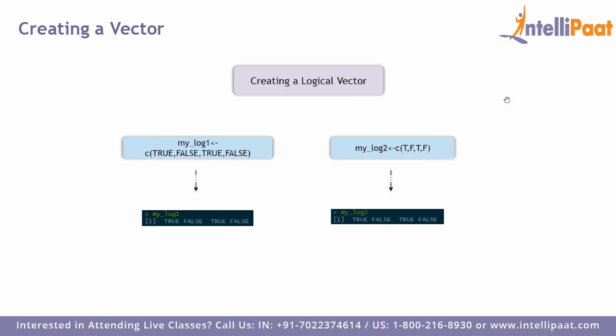Okay. Next one is creating a logical vector. So it is very similar. You just need to say C of TRUE, FALSE, TRUE, FALSE, whatever you want. So TRUE represents 1, FALSE represents 0. And these are keywords. Okay. These are keywords. You cannot say TRU or something. It has to be TRUE completely. And T and F also represent TRUE and FALSE. It is a short form of TRUE.